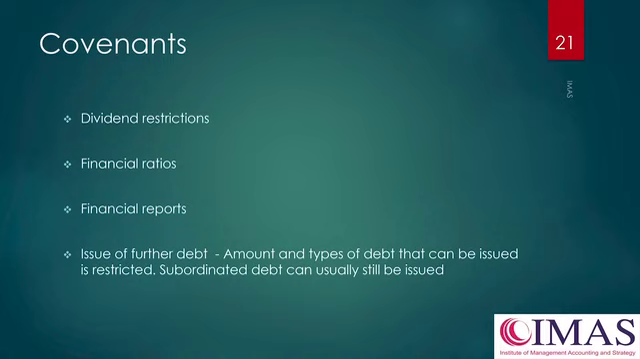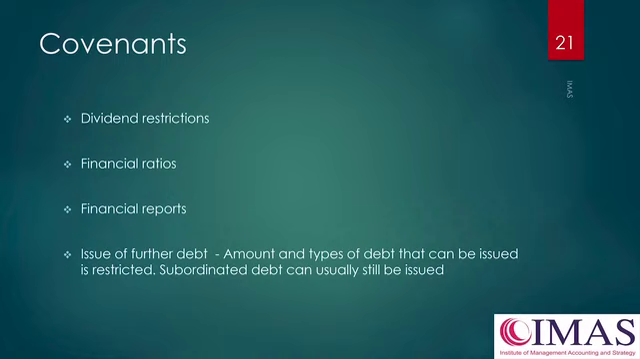Then on financial reports, the company will be required to maintain audited financial statements. It also lowers the risk of creative accounting in the financial statements. Then lastly, we have the issue of further debt, where the bank will not allow you to issue further debt unless that debt is subordinated to their debt, which means in a case of winding up the company, they have the first charge. So they have the priority to first receive their money before the other debt holders receive their funds. That's it on covenants.